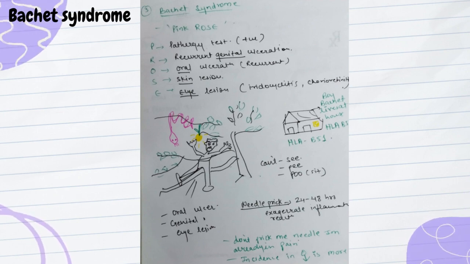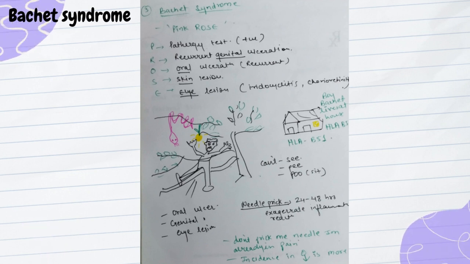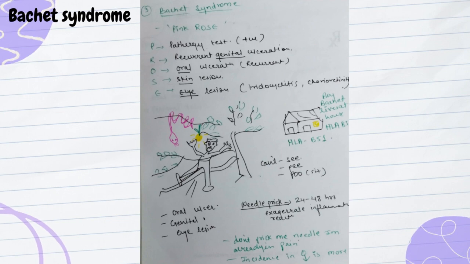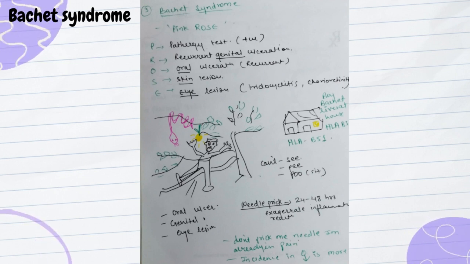With this picture, another mnemonic is can't see, can't pee, and can't poo. Can't see means he has eye lesions, can't pee means he has genital lesions, and can't poo means he can't sit because he has ulcers on his skin.